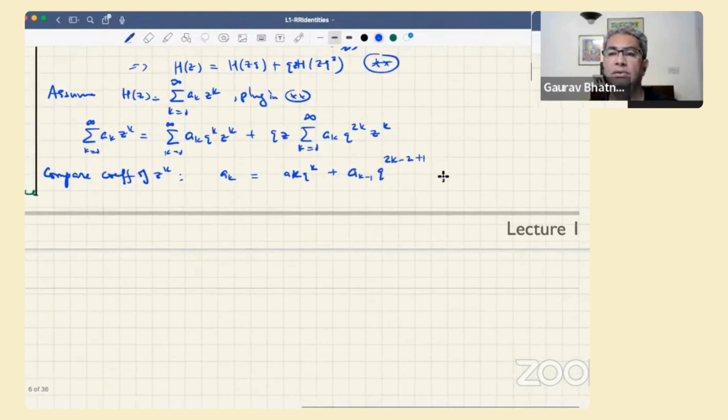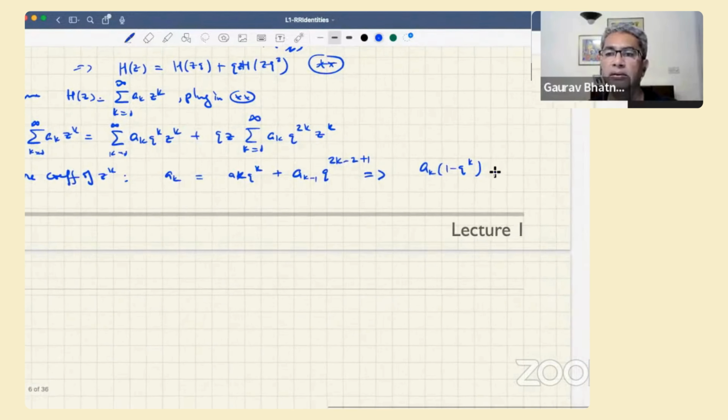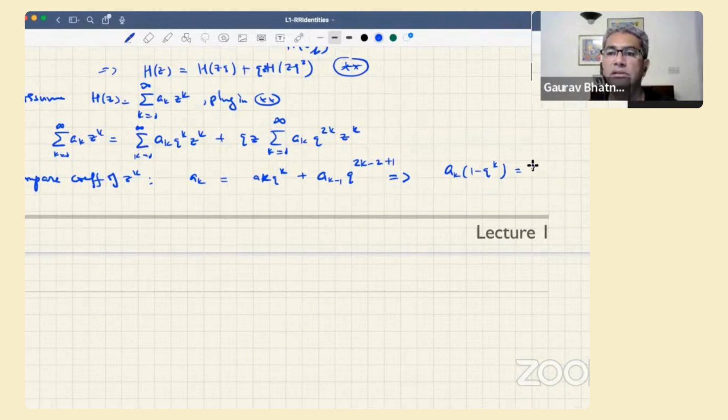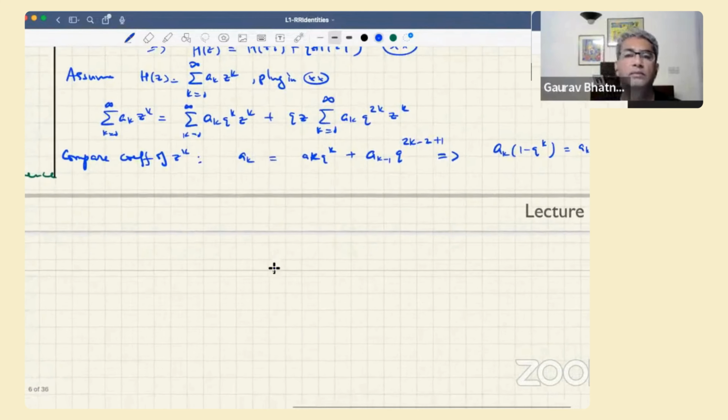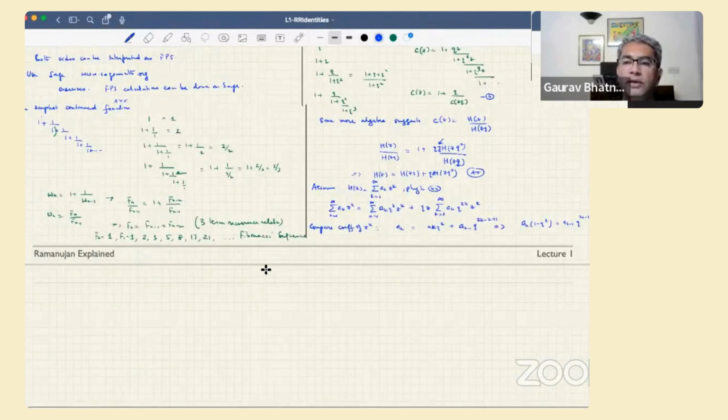Right? And this will mean that, right, so this is 2k minus 1. So this implies that a_k (1 minus q^k) equals a_(k-1) q^(2k-1). So very good. Let's go on to the next page.